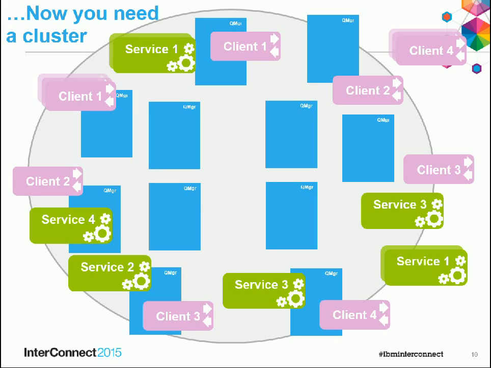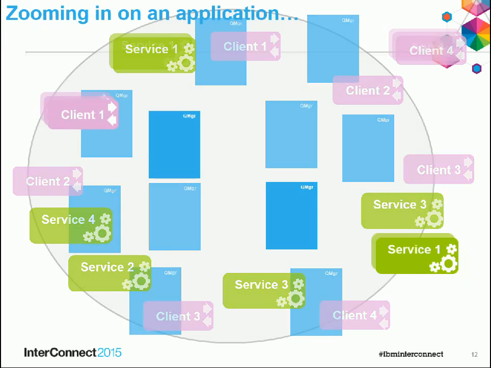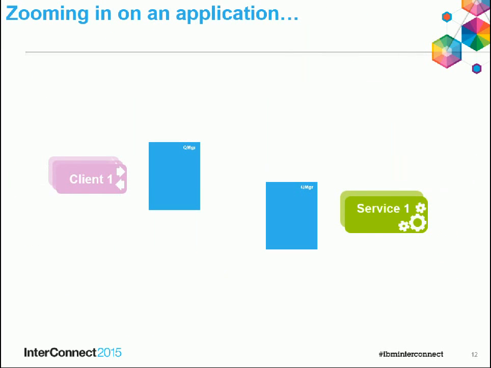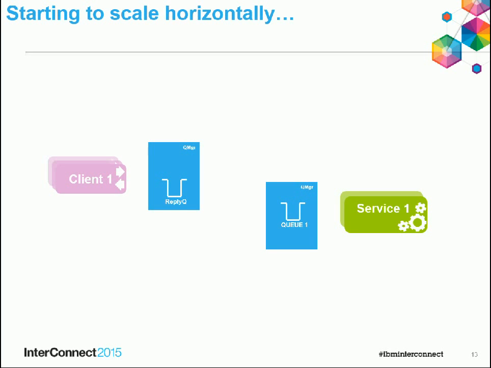But if we zoom in on a particular application, there are other features of an MQ cluster which you can benefit from. So here we've got this request reply application. We've got a client sending in requests, goes to a queue for a service application, and it processes, sends a response back, and that goes back to the client. So that's nice and simple, two queue managers in this picture.